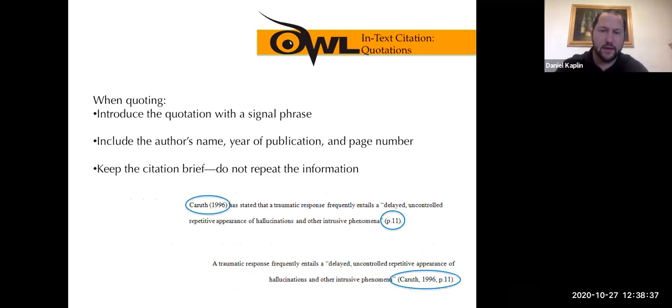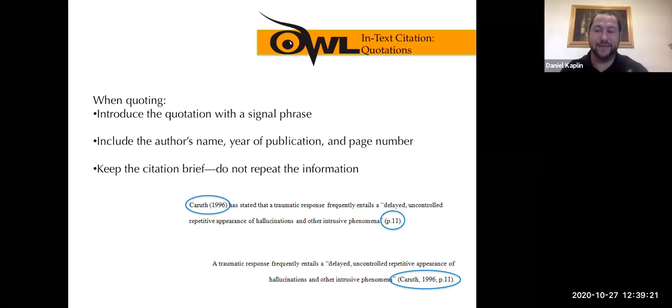Now here, again, here's an example of a signal phrase. So now it's not a parenthetical citation like in the top one. Here it's written as part of the sentence. A signal phrase is another way of saying you're citing the author as part of the sentence. So here you have Caruth 1996 has stated that the traumatic response frequently entails, quote, blah, blah, blah. So now it's a signal phrase citation. So only the year is in parentheses. And because it has a quote, you still have to have the page number. And you'll notice that the page number goes at the end of the sentence. The author's name goes at the beginning of the sentence.